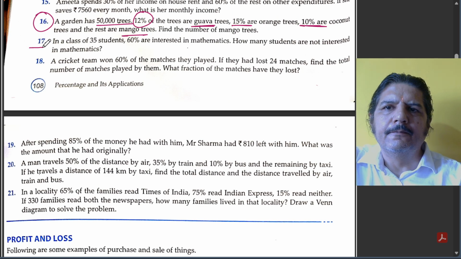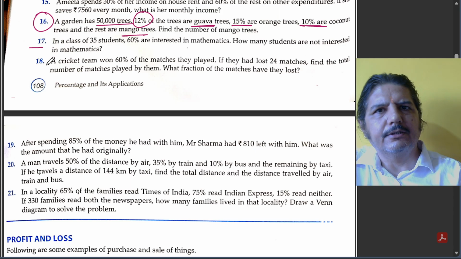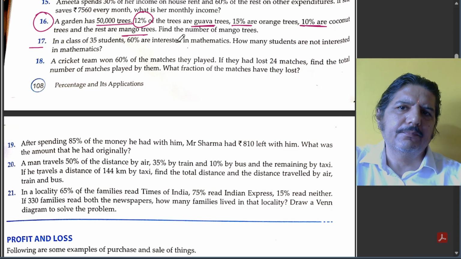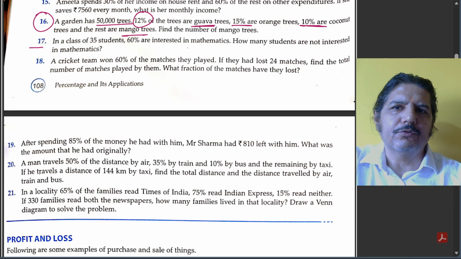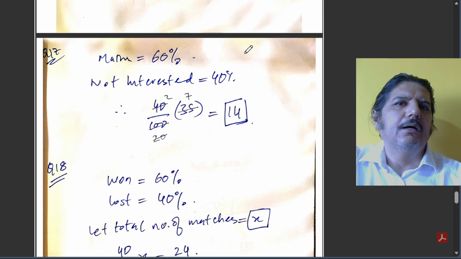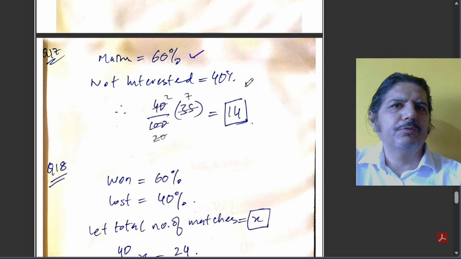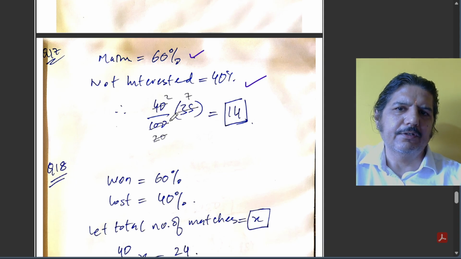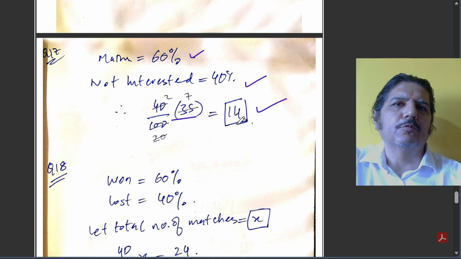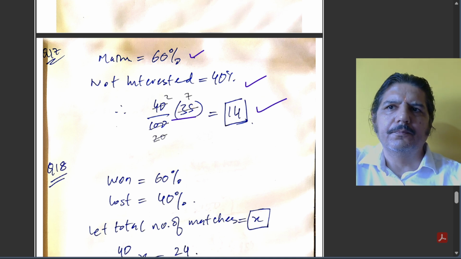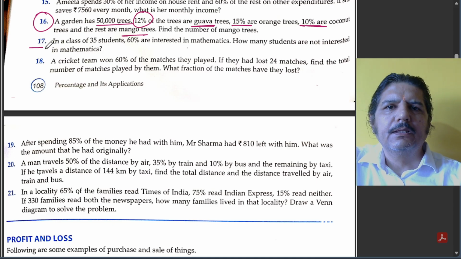Question number 17. In a class of 35 students, 60% are interested in maths. How many students are not interested in maths? Again, this is one of the easy questions, not much difficult. So maths is 60%, so not interested would be 40%. So 40% of 35, that is the total students, would be the students who are not interested. So the answer would be 14. Pretty simple question.